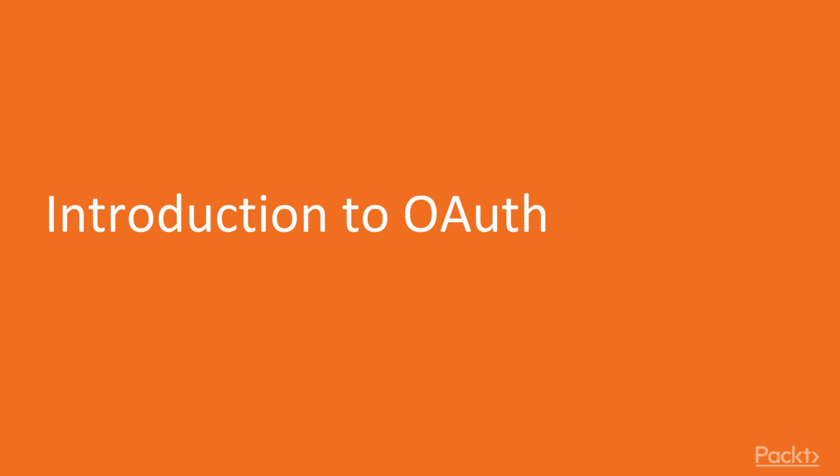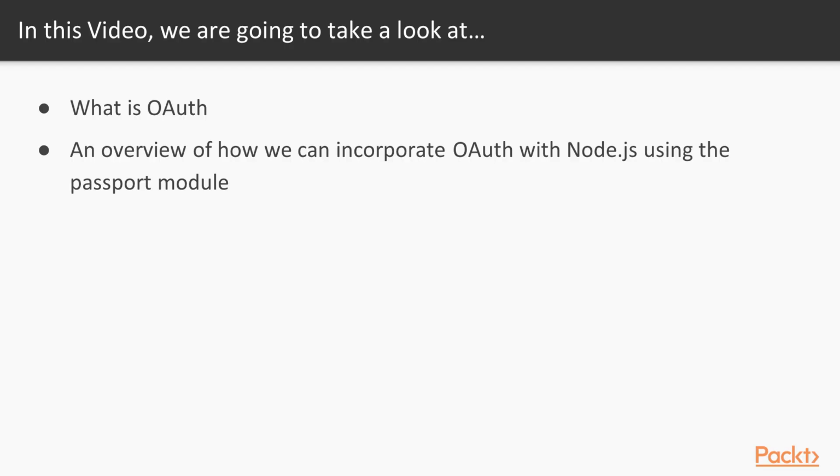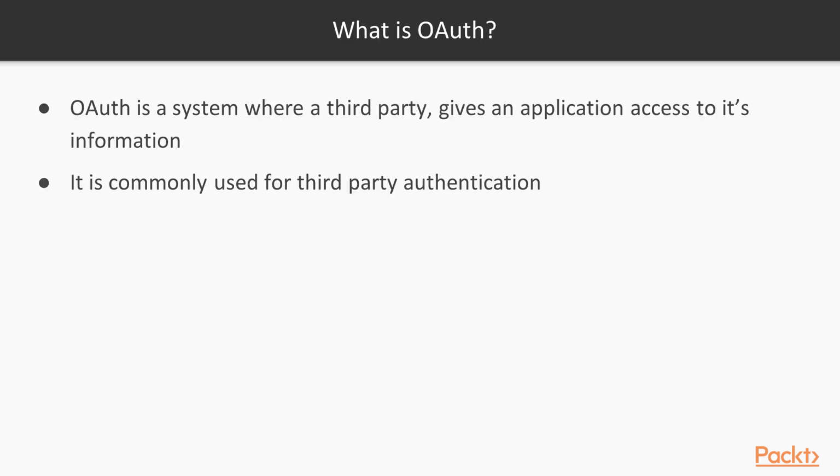Introduction to OAuth, Section 3.1. In this video, we are going to take a look at what OAuth is, an overview of how we can incorporate OAuth with Node.js using the Passport module. What is OAuth? OAuth is open authorization. It's a system wherein a third party, such as Facebook, gives an application access to its own information, such as user data. It is commonly used for third-party authentication.